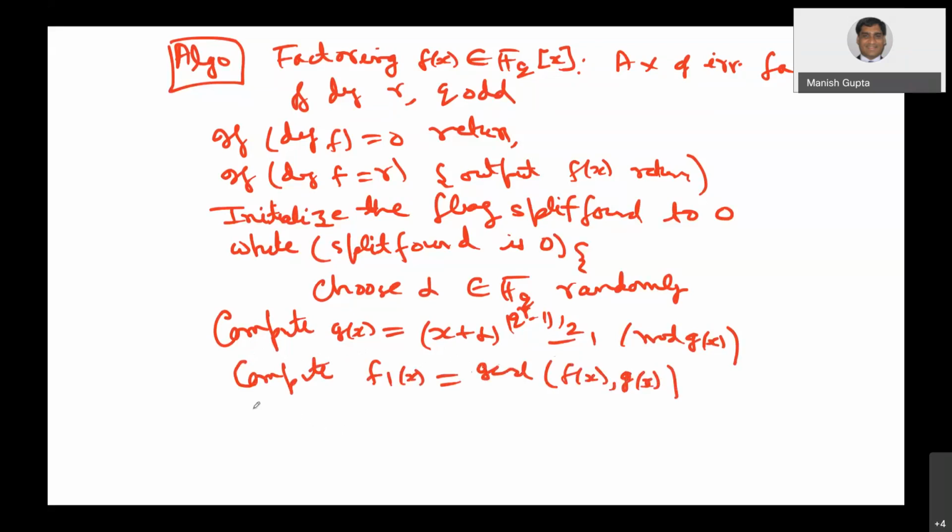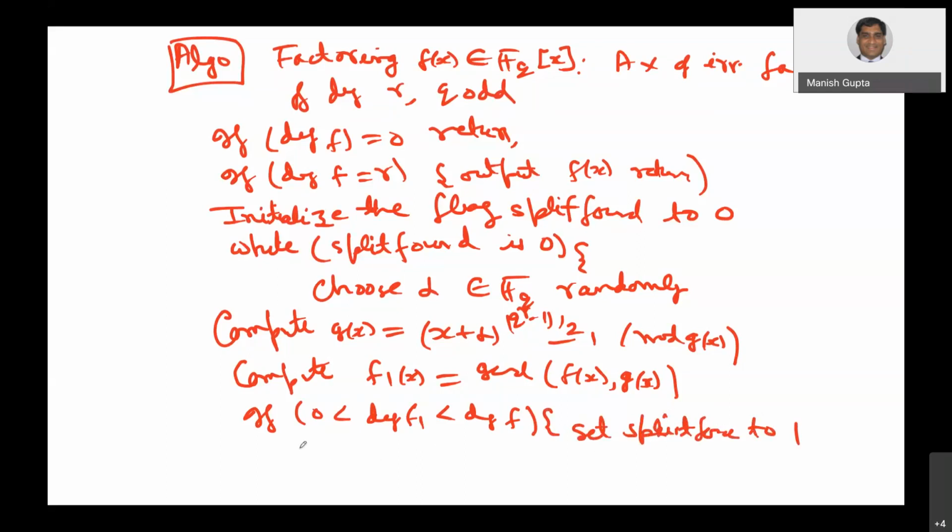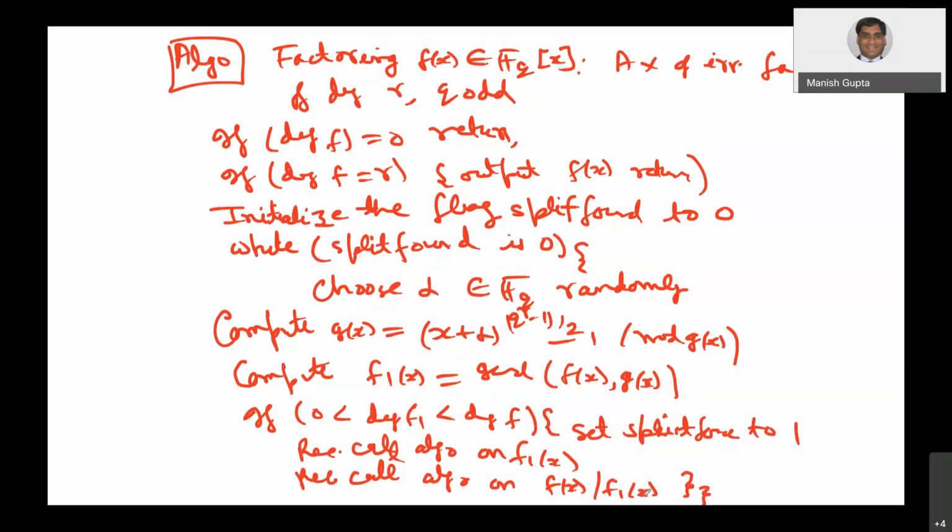This is exactly the root finding algorithm. If the degree of f1 is positive but less than the degree of f, set split found to 1. Then recursively call the algorithm on f1(x), and recursively call the algorithm on f(x) divided by f1(x). And finally, this is our algorithm, and this is how it works.